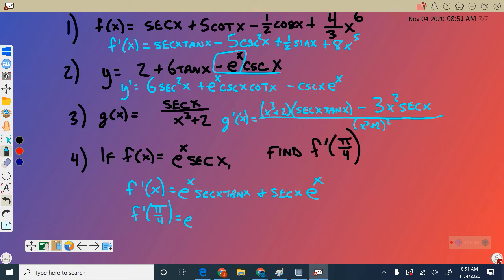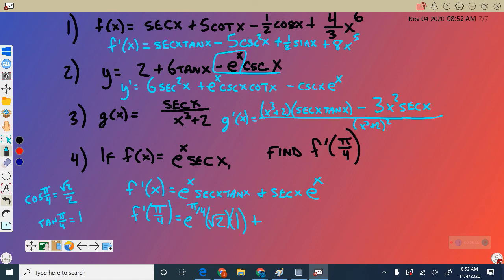So we have e to the pi over 4. Well, I don't know what that is, it's just some number. Keep it like that for now. Secant of pi over 4. Well, we should know from our chart that cosine of pi over 4 is equal to root 2 over 2. So that means that when you flip that, root 2 over 2, you would get just root 2. Now, tangent of pi over 4 is equal to 1 because cosine and sine are both the same. So this is what we've got so far.